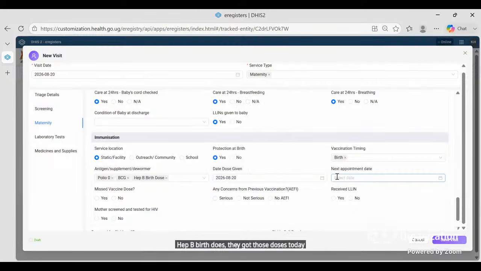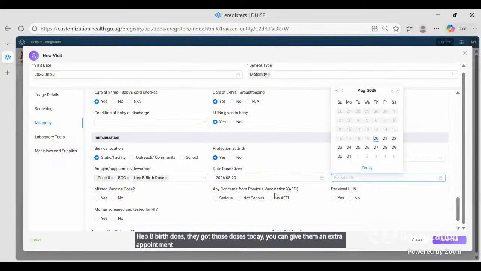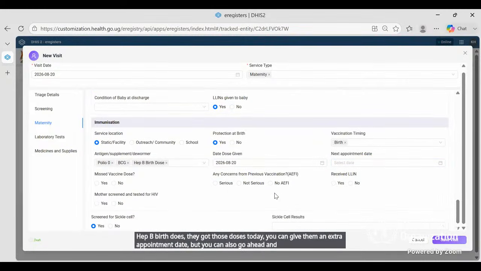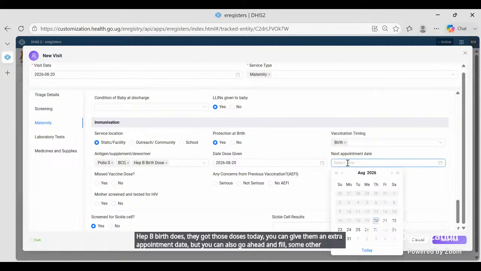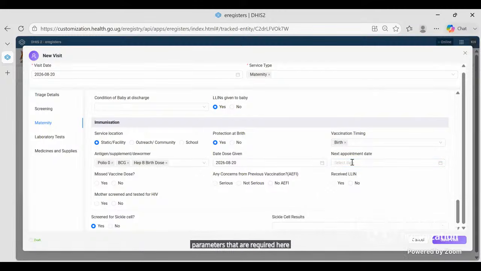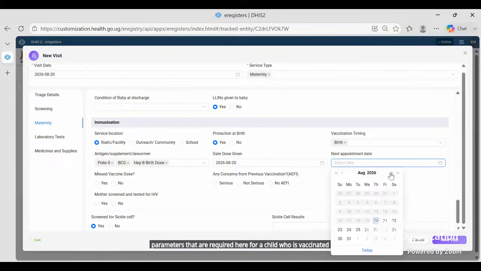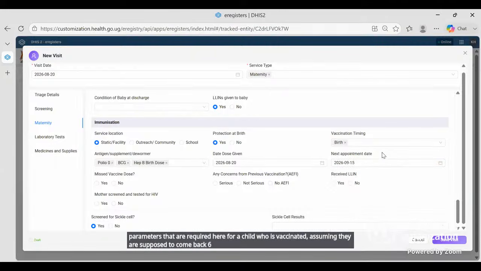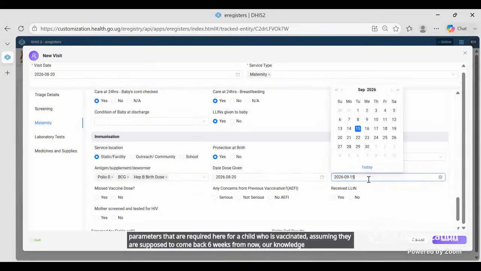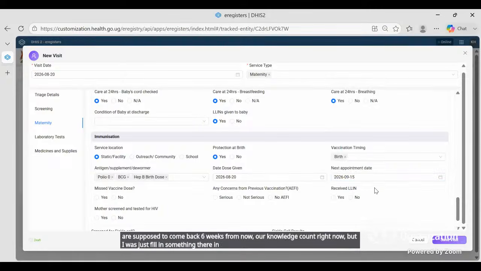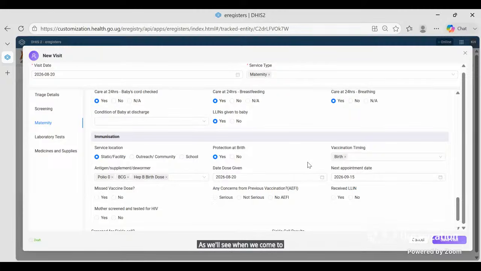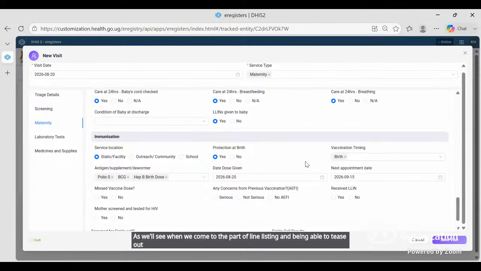You can give them a next appointment date, but you can also go ahead and fill some other parameters that are required here for a child who is vaccinated. Assuming they are supposed to come back 6 weeks from now, I'll not count right now, but I will just fill in something there in the future. And again, this is for purposes of seeing which children are due for which vaccination, as we'll see when we come to the part of line listing and being able to tease out what we need to get as per the next appointment dates that we have filled.